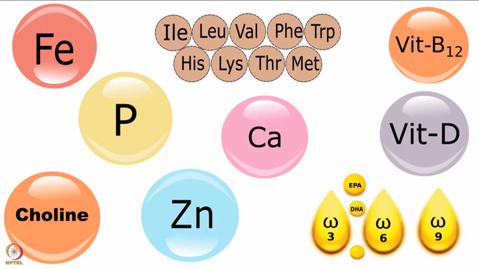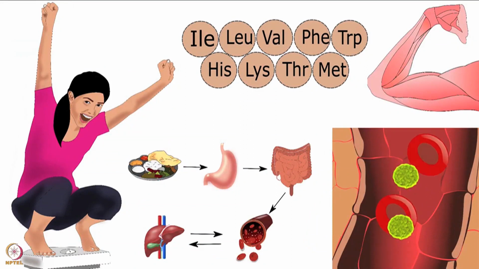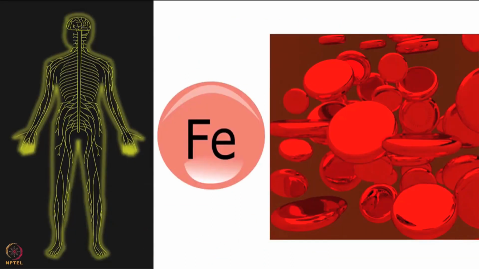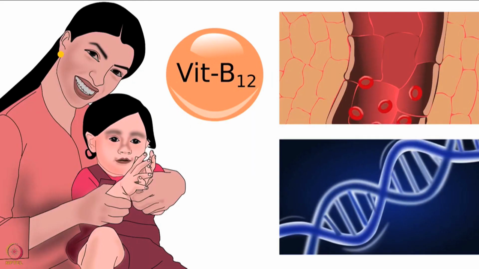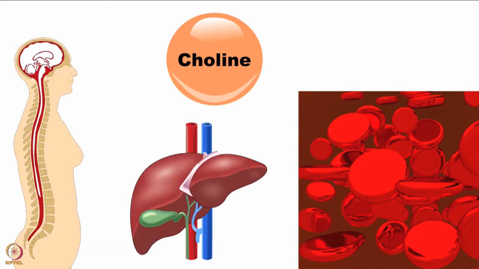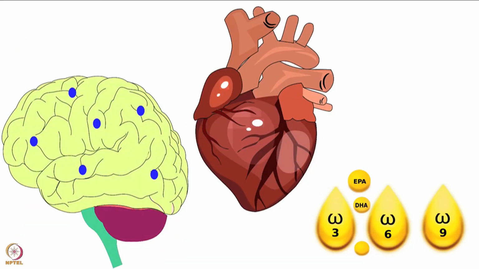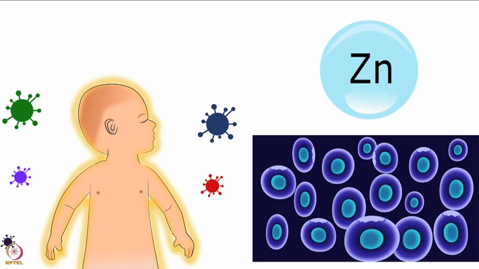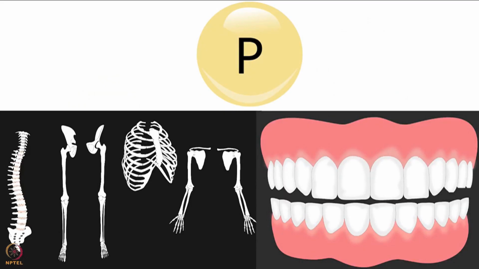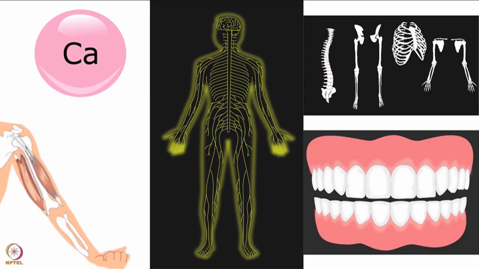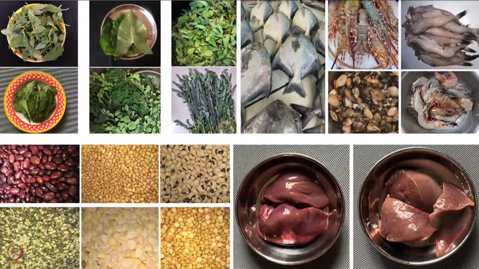All these recipes are rich in other nutrients as well. For example, protein, iron, vitamin B12, choline, and omega-3 fatty acid. It also contains zinc, phosphorus, vitamin D, and calcium. Please include folate-rich food in your diet for good health.